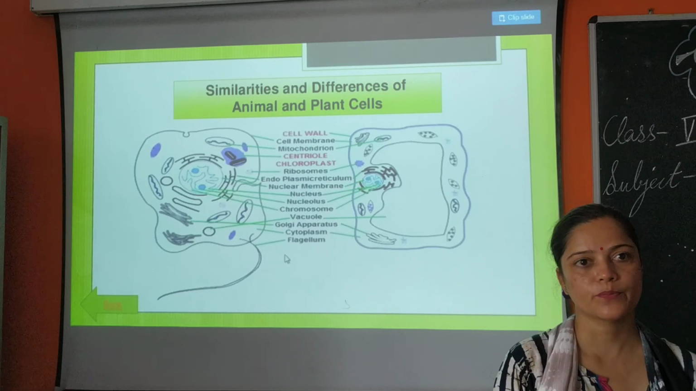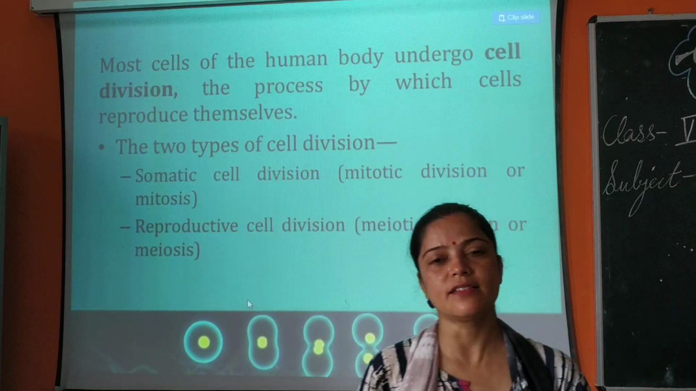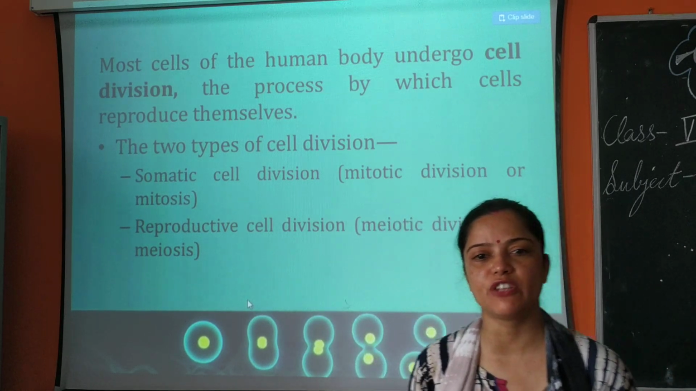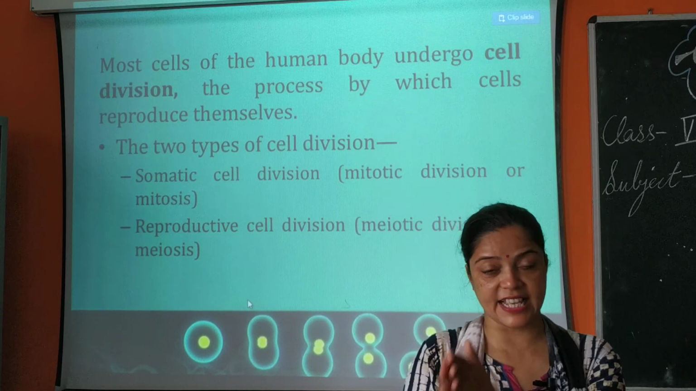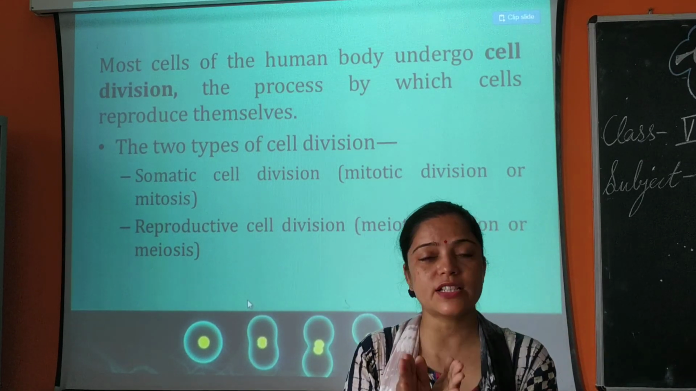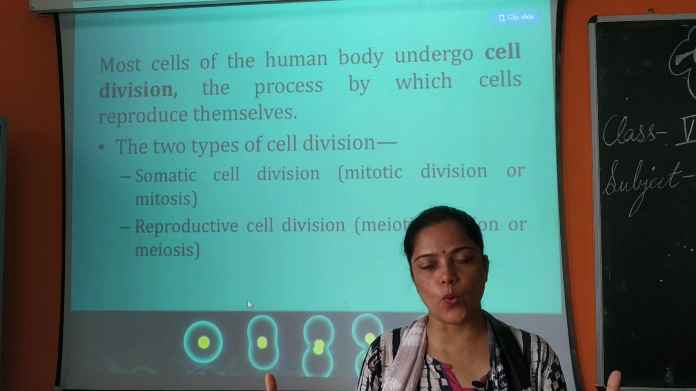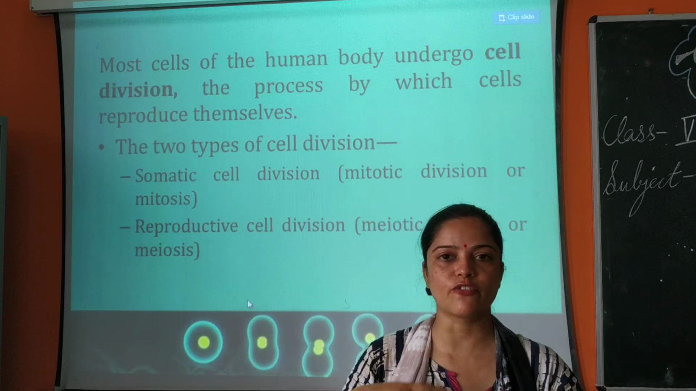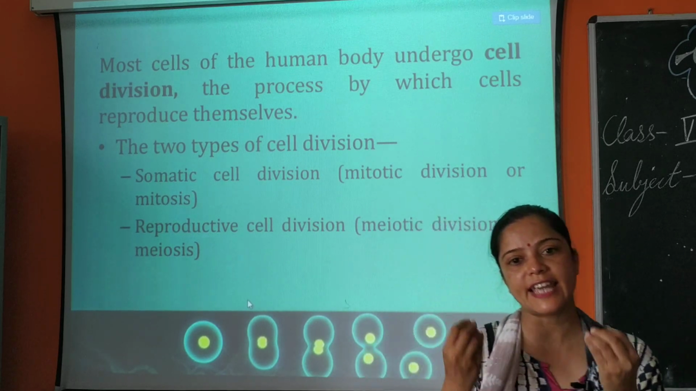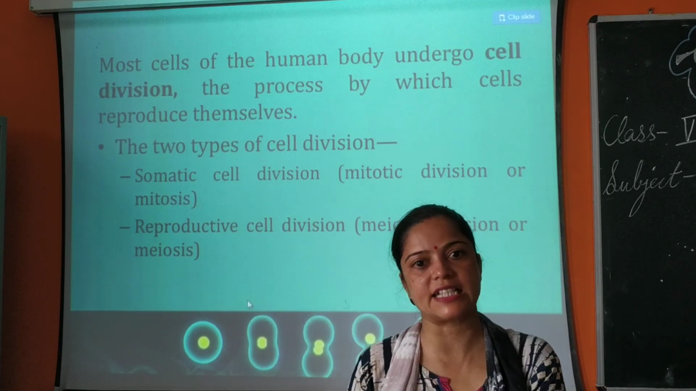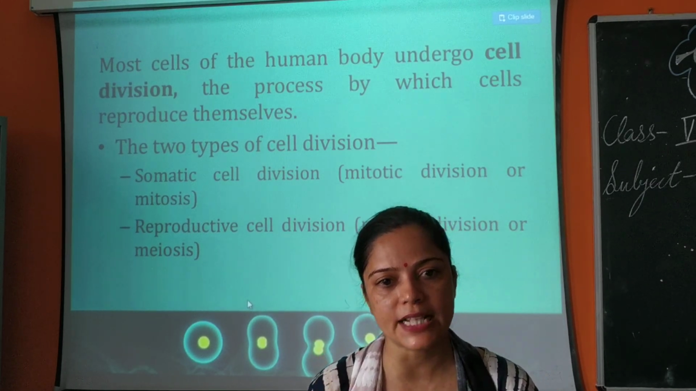Now let us learn about the topic cell division. New cells arise from pre-existing cells. As I have told you, it's never such that cells originate on their own or from anywhere. Cells can originate from pre-existing cells only. So, new cells arise from pre-existing cells.